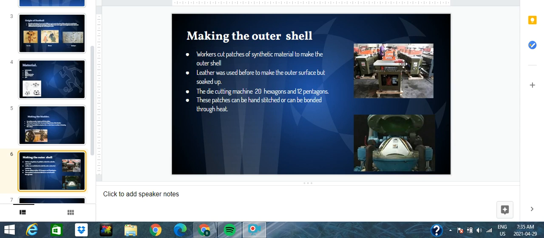So this machine is called a die cutting machine. It's used to cut the patches and shape them into 20 hexagons and 12 pentagons. These patches can be formed in two ways. You can hand stitch them or use this machine. It's called a thermal bonding machine, which heats up the patches and glues them together so they can't really move. I would say the thermal bonding machine is faster because hand stitching is more exhausting and time consuming.